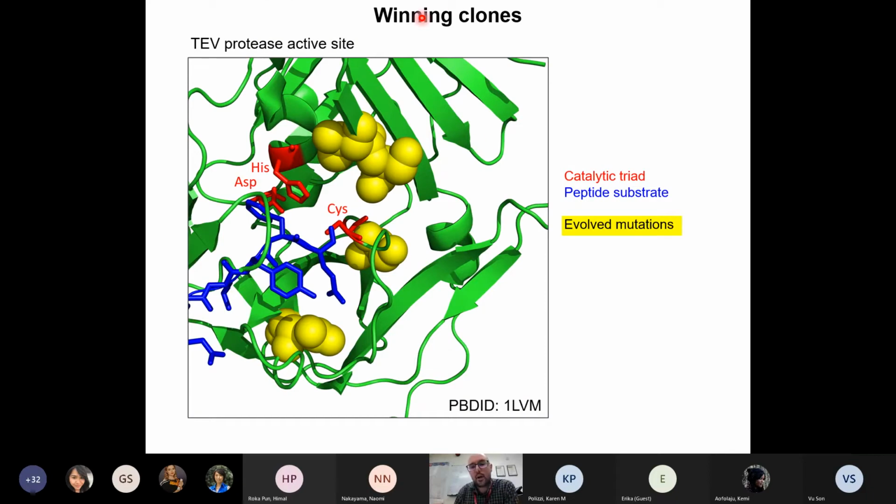When I analyzed the individual clones, this is the crystal structure of the TEF protease. Here in blue, you can see the ligand, the peptide substrate, and in red, the catalytic triad of the TEF protease. When I analyzed several clones, what I observed is that most of the mutations were surrounding the catalytic triad. And that makes sense, it agrees with the data, because here what we are doing is improving the kcat. We are increasing the activity, and we are not switching the affinity or the selectivity against the peptide substrate. So this is why these mutations are surrounding the catalytic triad.